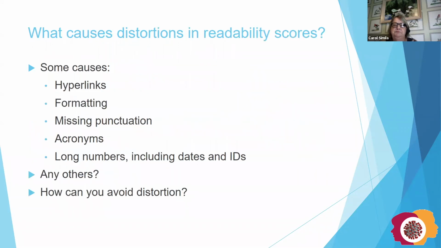What causes distortions in readability scores? Hyperlinks, formatting, missing punctuation, acronyms, long numbers, including dates and IDs. And I'm sure there are others, but how can you avoid distortion? Well, one of the little tricks that we do is just to cut that problem out of the text and then measure it.